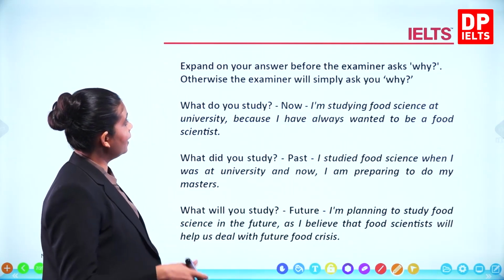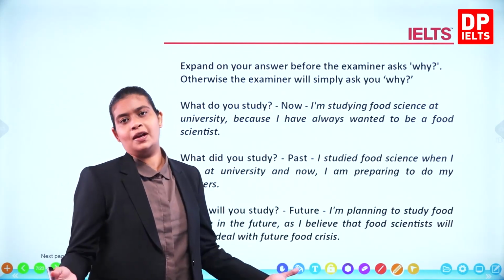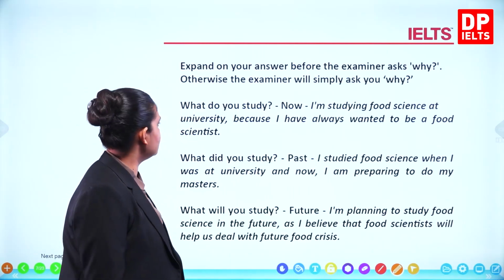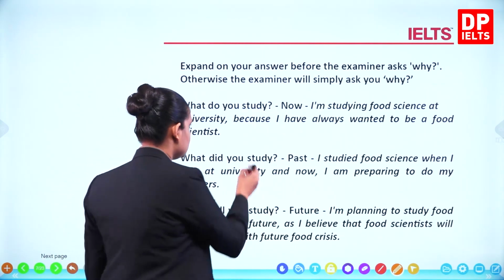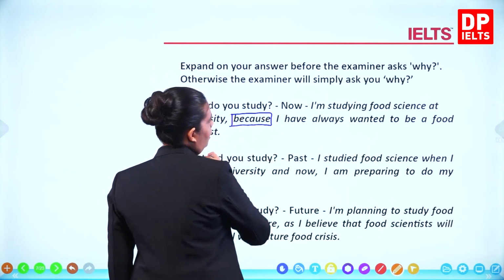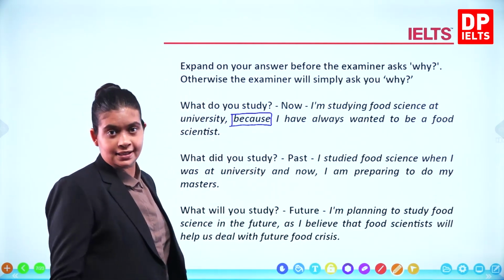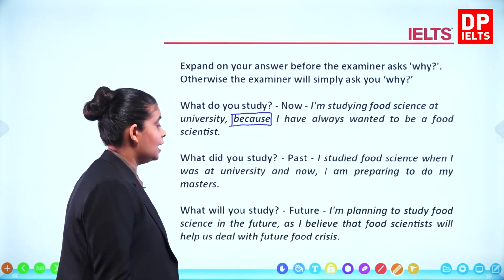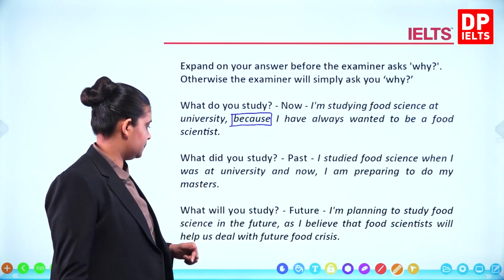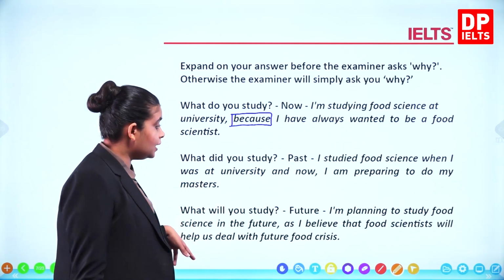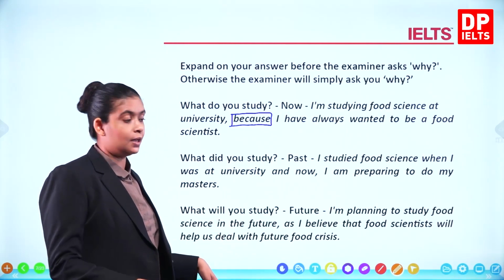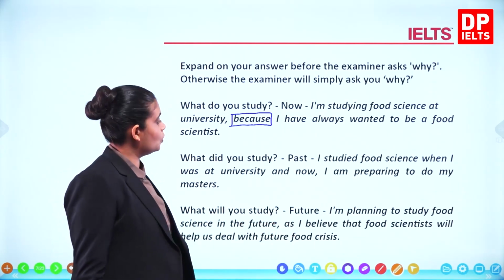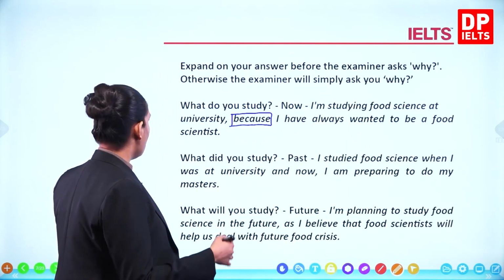Right. Expand your answer before the examiner asks why. So that's what I told you. Give a reason. What do you study? I'm studying food science at university because, nice linker, I have always wanted to be a good food scientist. What did you study? I studied food science when I was at university and now I'm preparing to do my master's. What will you study? I'm planning to study food science in the future as I believe that food scientists will help us deal with future food crisis. So always they are answering the question, why?